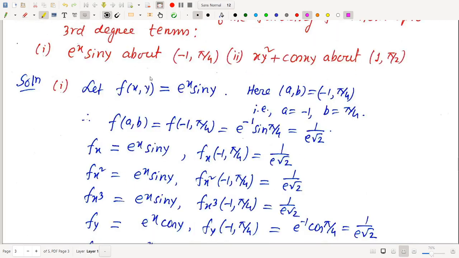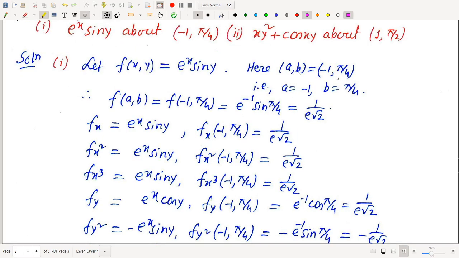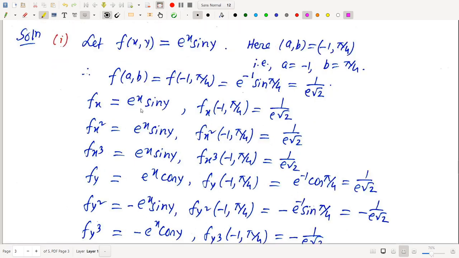So f(x,y) is e^x sin y here, but in this case the point is (a, b), the point is (-1, π/4). So a is -1, b is π/4. So all the derivatives will be calculated at (a, b), means at (-1, π/4). So f(a,b) first, f(-1, π/4), put e^(-1) sin π/4. E to the power -1 is 1/e, and sin π/4 is 1/√2. So 1/(e√2).